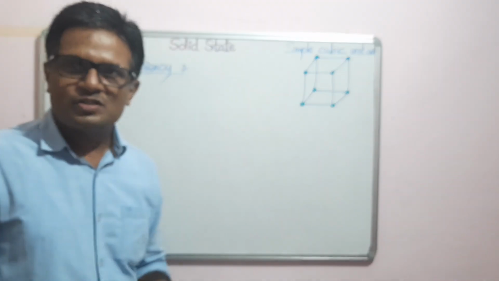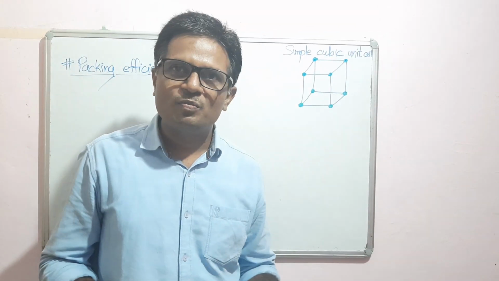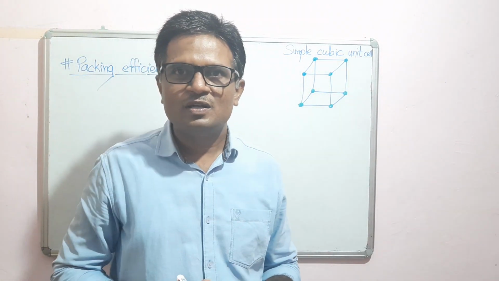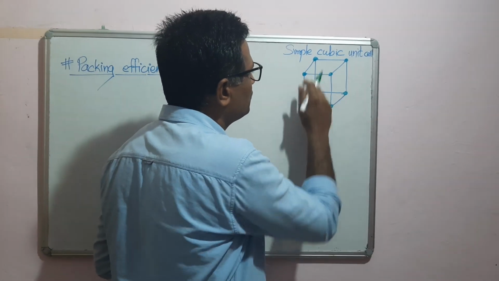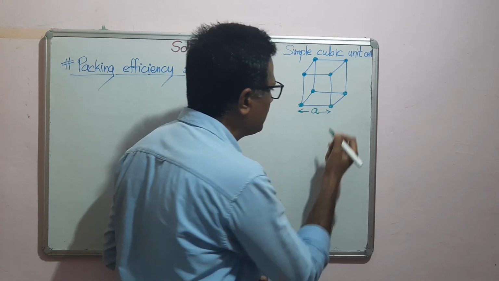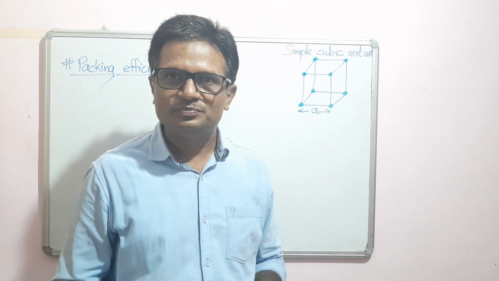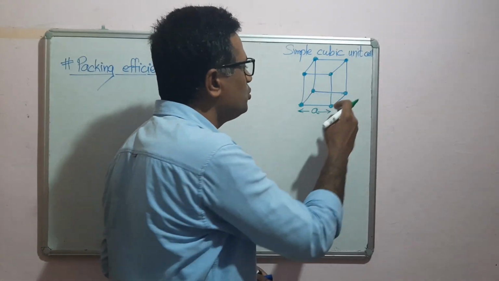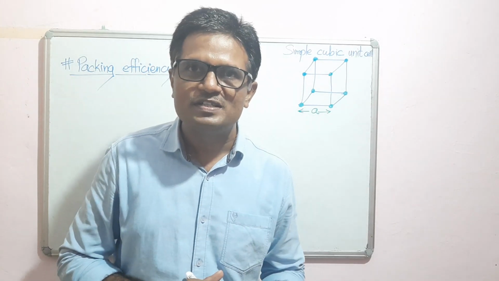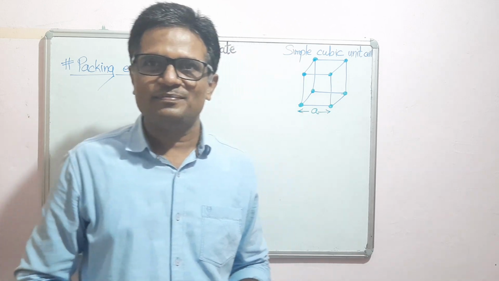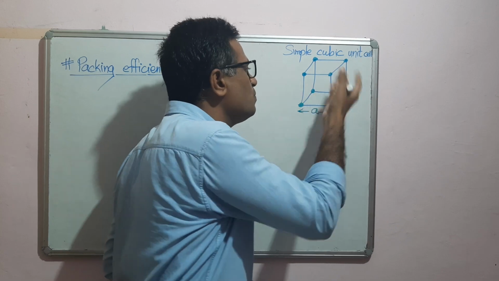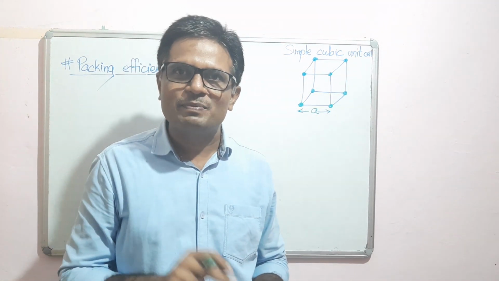Now, in a simple cubic unit cell, the particles occupy some volume, and the unit cell itself has a certain volume. Let's say its edge length is a. So the total volume of the unit cell becomes a cube. Out of this a cube volume, how much volume is occupied by the particles present in the simple cubic unit cell gives you the packing efficiency. Are you getting my point?